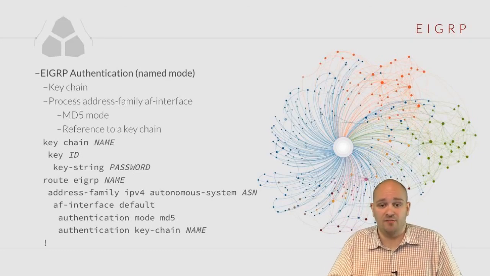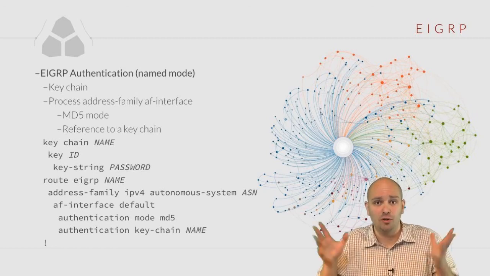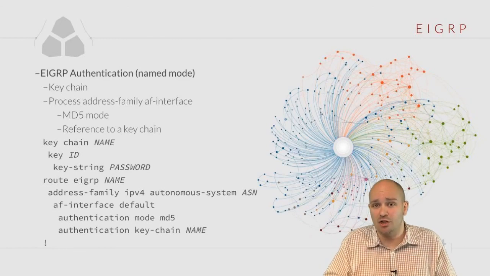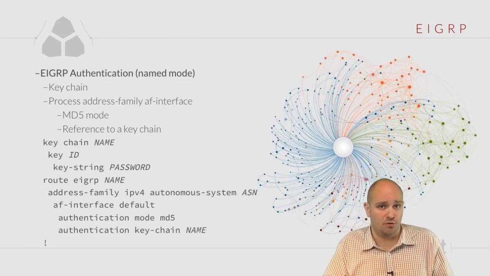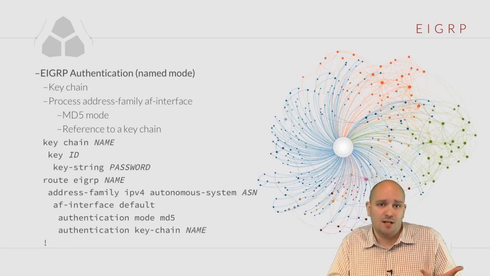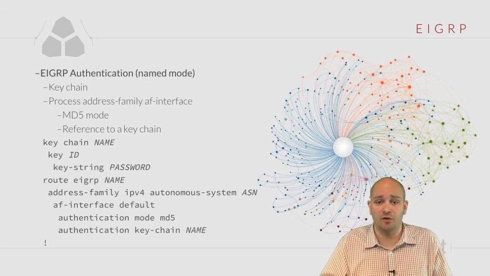Now, using AF interface default allows us to easily configure authentication on all the interfaces enabled for EIGRP. This is not available under the EIGRP numbered configuration mode. Pretty interesting advantage, if you ask me. So let's take a look at the example. Again, we are configuring keychain name, we are configuring key ID, we are configuring key string, and specifying the password.